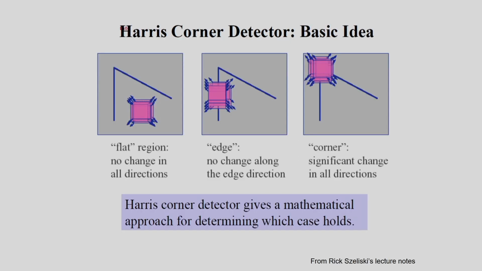So this concept again I am explaining here. Corresponding to the flat region, there is no change in all the directions. No change means no change in the intensity. In case of the edge, no change along the edge direction. That concept I have already explained. And corresponding to the corner points, there is significant change in all the directions. Based on this concept, we can develop the mathematical concept behind the Harris corner detector. So the Harris corner detector is based on this principle.